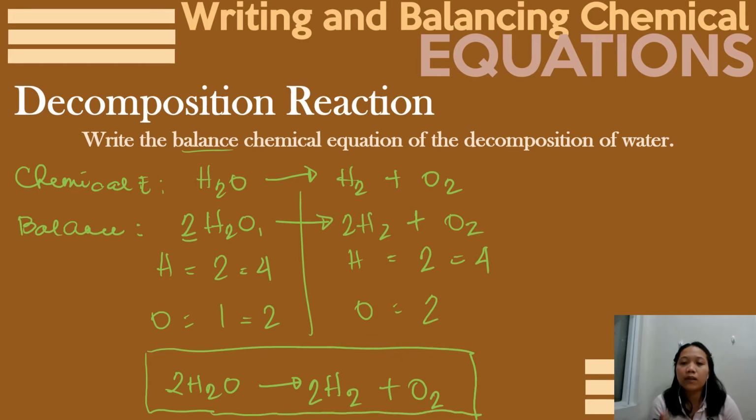Just remember that combination and decomposition reactions are like antonyms. They are totally different in terms of the positioning of the compounds. The combination is when you produce something, the decomposition is when you separate something. So that's the concept. So that is the decomposition reaction. Let's proceed to the next type of chemical reaction.